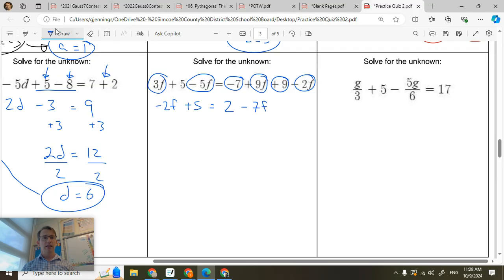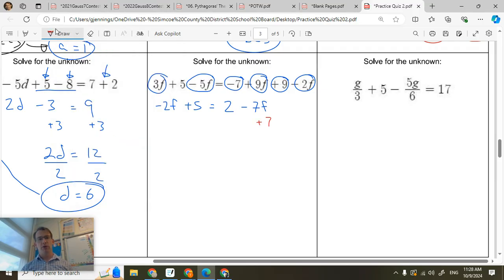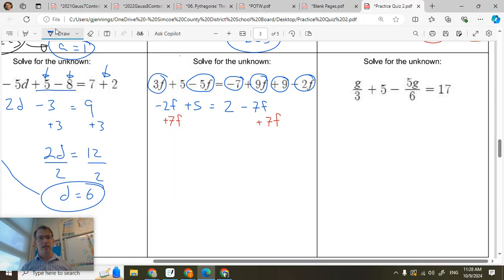Oh, man, Mr. Jennings put f's on both sides. Why would you do that, Mr. Jennings? Why the f? So you add 7f to both sides. That gets all the f's on one side. Negative 2f plus 7f is 5f plus 5, because we still have that plus 5 over there. Don't forget him or her or them. And then this 2 comes down, plus 2.